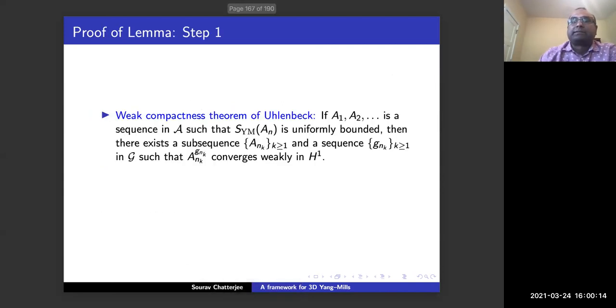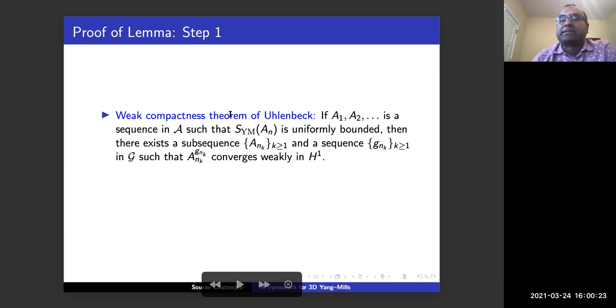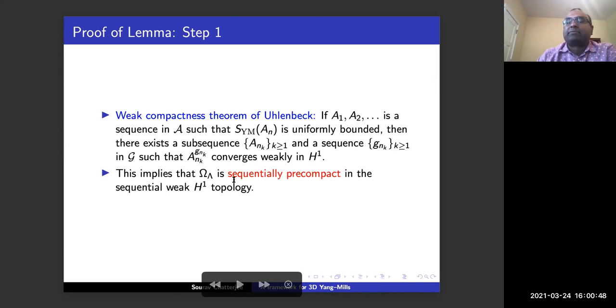So there are 3 steps, and here's the first step. This is the theorem I was alluding to earlier. There's a weak compactness theorem of Uhlenbeck, which says that if A1, A2, etc. is a sequence of H1 connections such that the Yang-Mills action is uniformly bounded, then there is a subsequence A_{n_k} and a sequence of gauge transforms such that if we apply these gauge transforms to these connections, they converge weakly in H1. So this shows us Omega_lambda is sequentially pre-compact in the sequential weak topology, the weak H1 topology. Okay, that's the first thing that we observe.